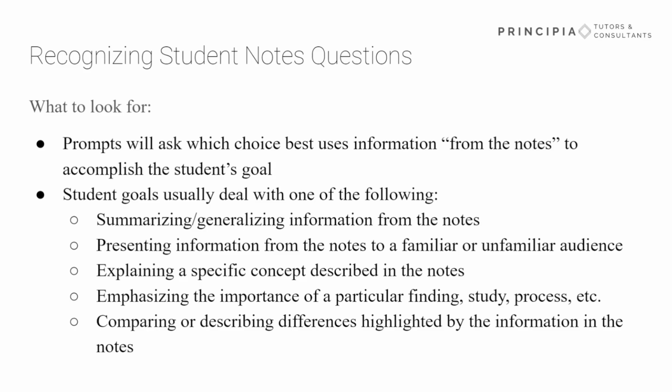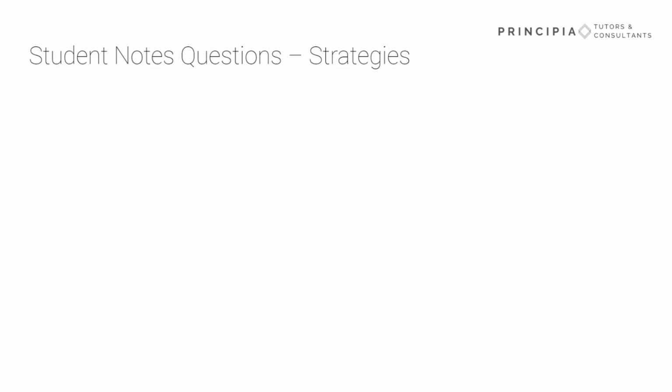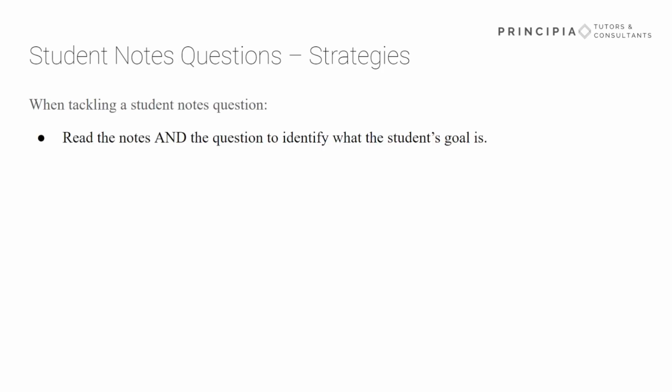What do all these have in common? You need to use the notes. If it's not presented by the notes, you can eliminate answer choices. And so here are a couple strategies that we'll be going over. First things first, make sure you read the notes and the question to identify what the student's goal is. Start by reading the question. The question will clarify what the student's goal is, and this will further help you evaluate the bullet points and know which information is critical for helping to answer the question.